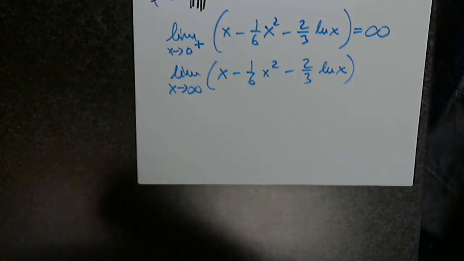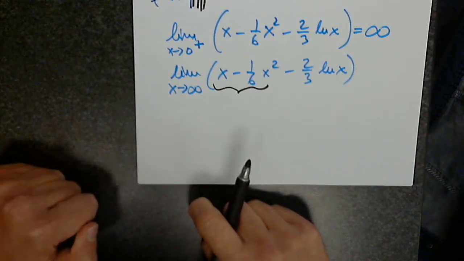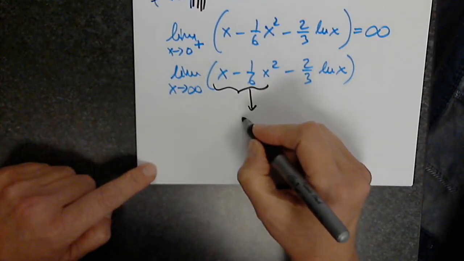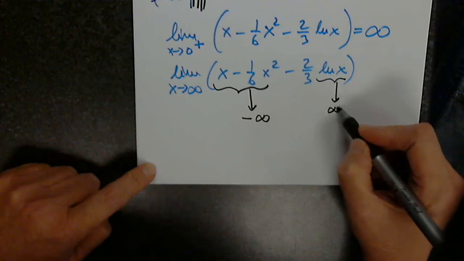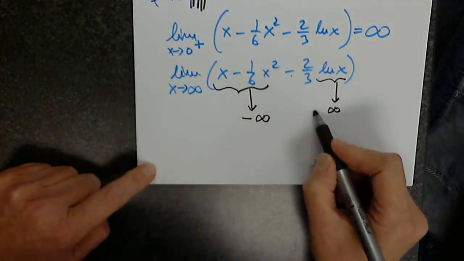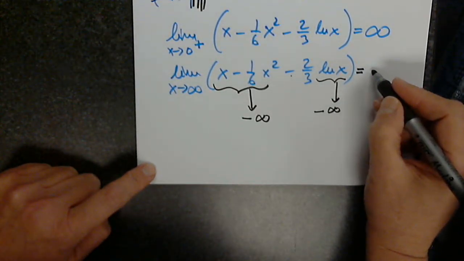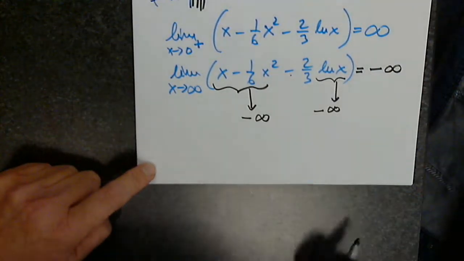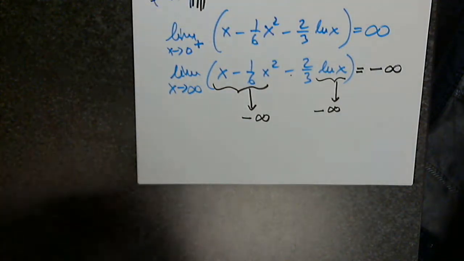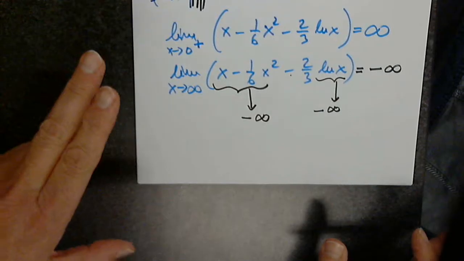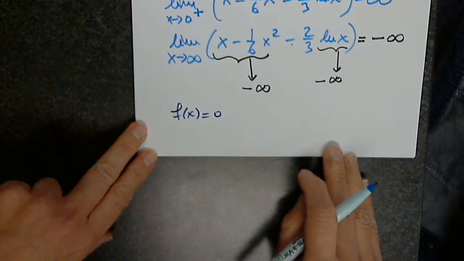So then the limit as x approaches infinity of x minus 1/6 x squared minus 2/3 natural log x. So let's see what we have here. Which of these two is more powerful at infinity? Right. So then this will approach negative infinity. Would you agree? This will approach infinity, but it has minus in front. So still negative infinity. And how much is negative infinity minus infinity? Negative infinity. Good. So far, so good? Okay.